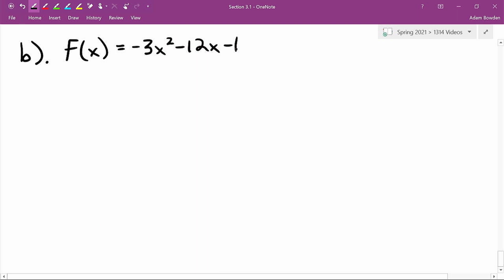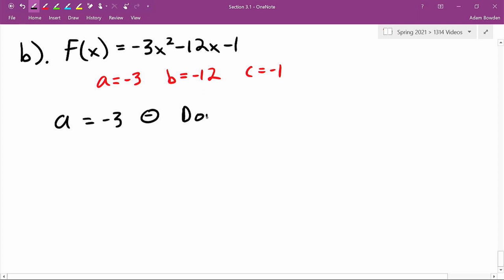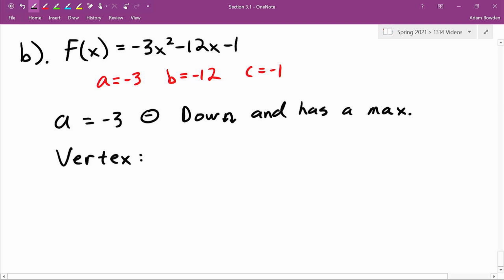Let's look at another one here that goes negative 3x squared minus 12x plus 1. And we have a is negative 3, b is negative 12, and c is 1. We check that the a number now is a negative number, and so this thing is going to open down, and we'll have a maximum point. We can figure out that maximum point by figuring out the vertex.